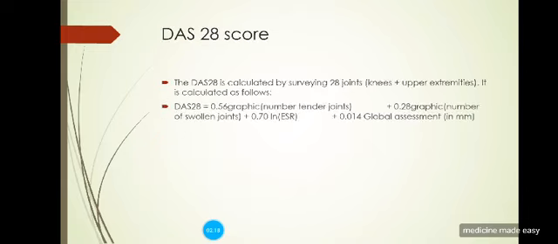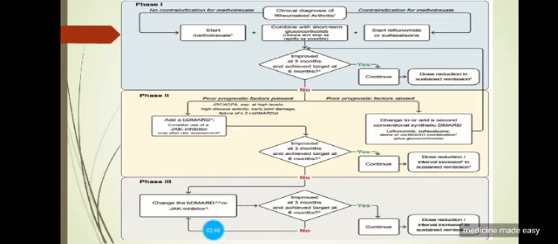DAS28 score is calculated by assessing 28 joints, and here is the formula, you can check it. If the DAS28 score is less than 2.6, that means the patient is in remission. If 2.6 to 3.2, that means it's low disease activity. If more than 3.2, that means it's moderate disease activity, and if more than 5.1, it means high disease activity.